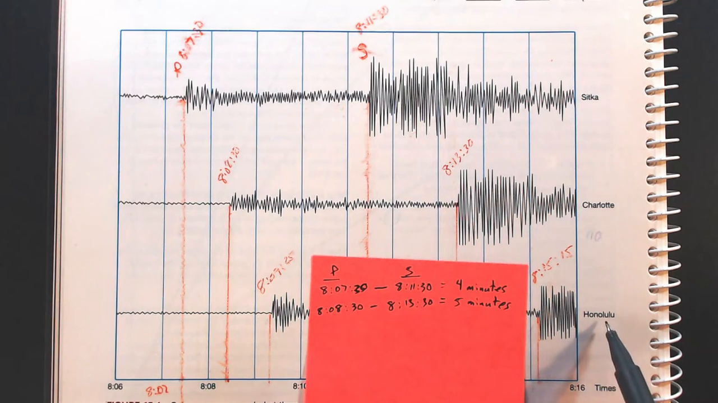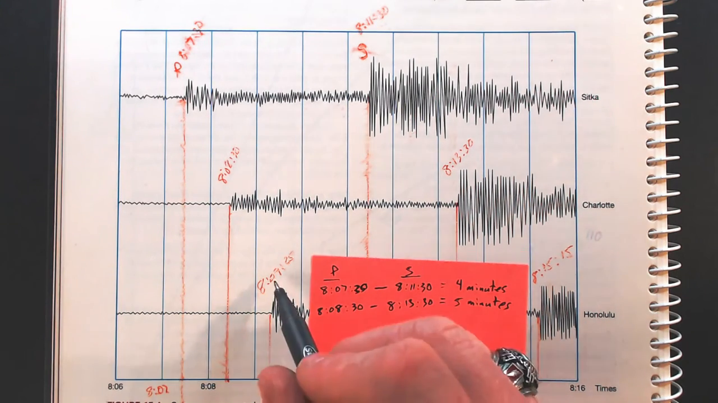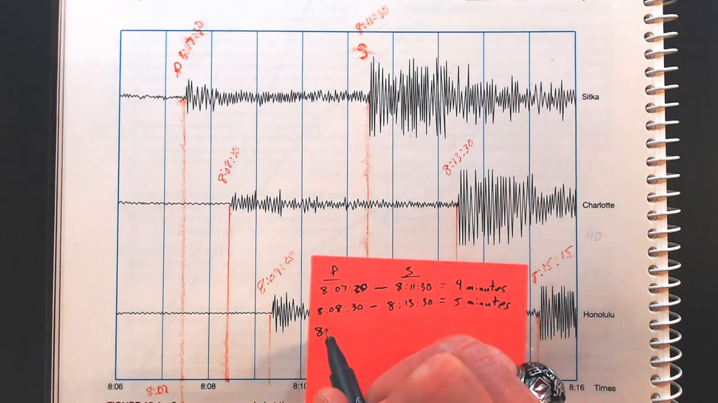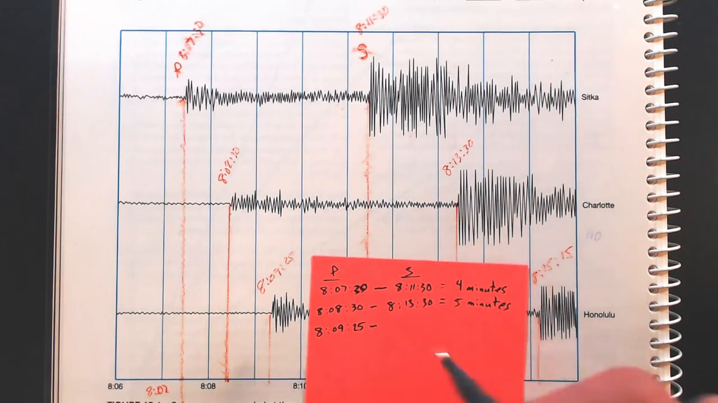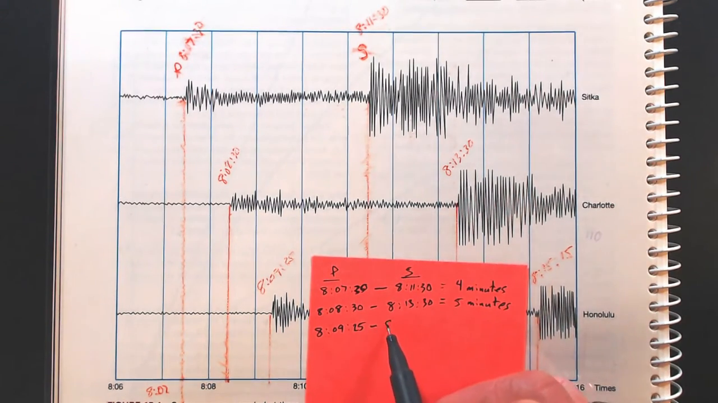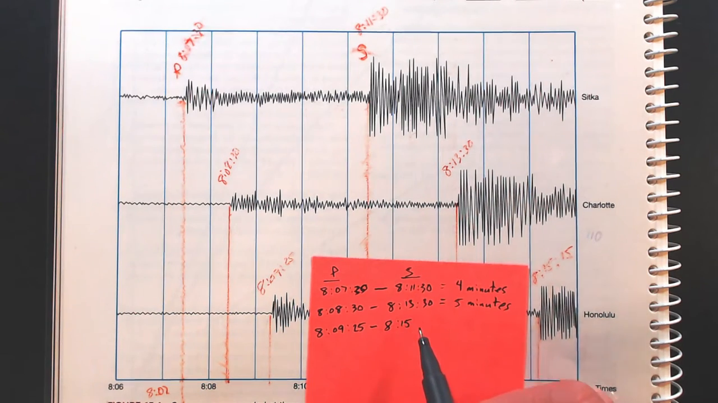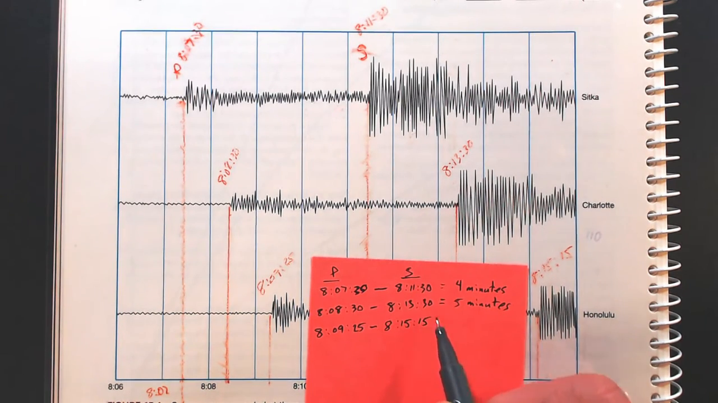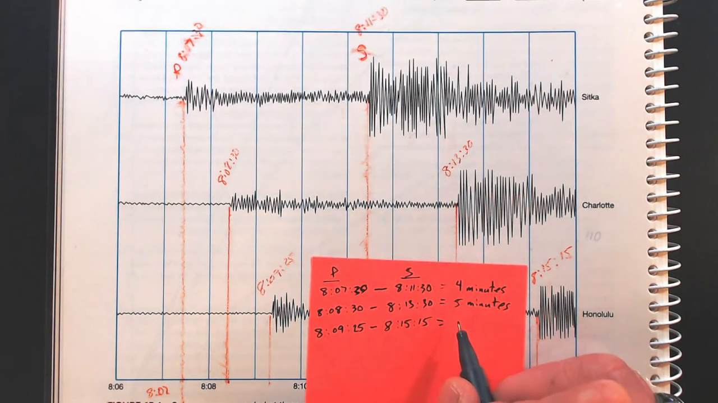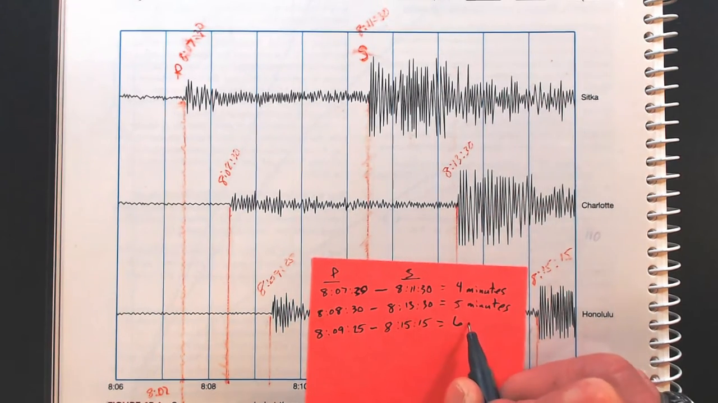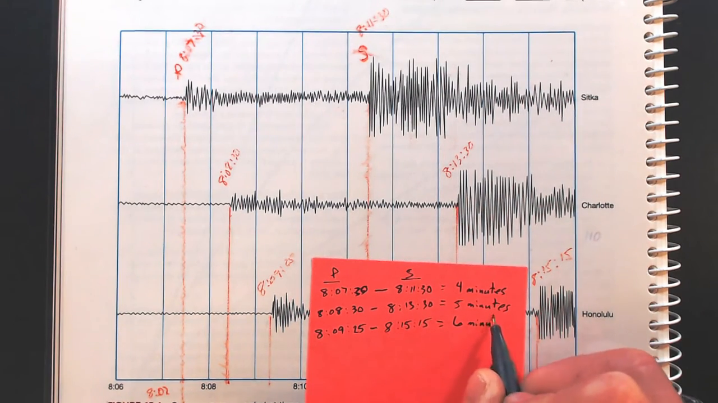And if we come down here to Honolulu, we see the P wave hit at 8:09:25, and we're going to subtract 8:15:15, and we are going to get about, I'm just going to round this because it's just a little over 6 minutes, but we're just going to say 6 minutes.